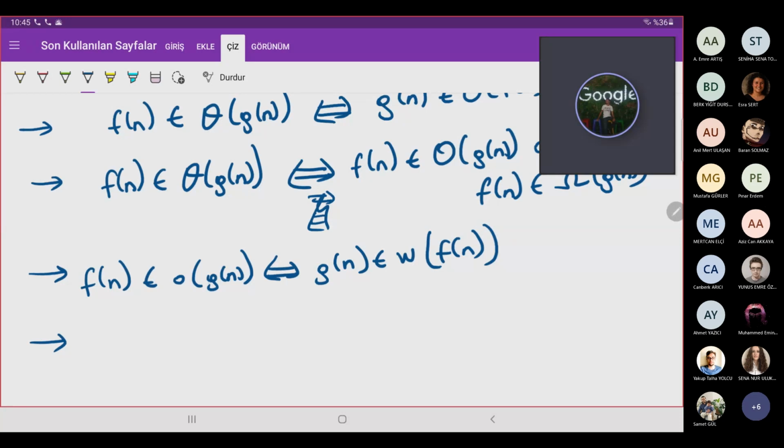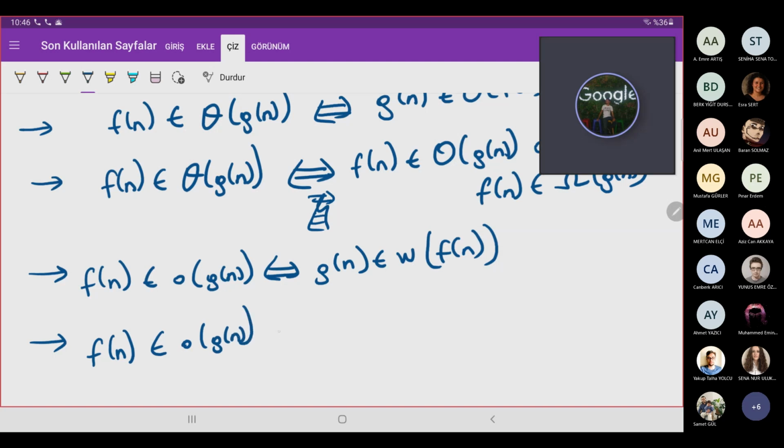So if Gn is a strict upper bound for Fn, then Fn is a strict lower bound for Gn, right? This is like that. If A is less than B, then B is definitely greater than A, or the reverse. So if Fn is in little o Gn.